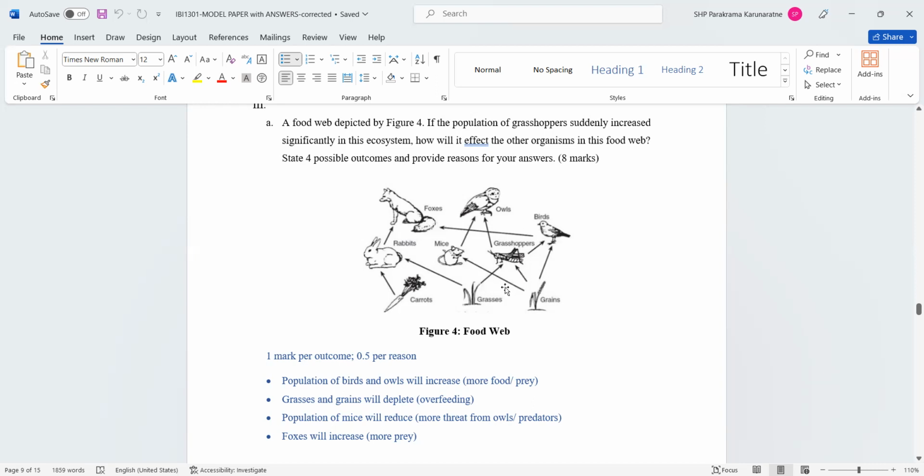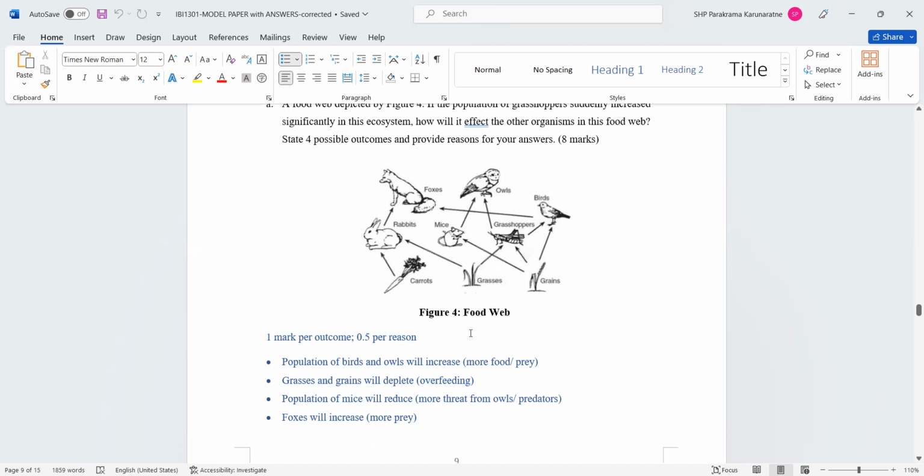So you can see this effect is going to the next level also. Grasshoppers increase, birds increase. When birds increase, foxes can increase because they have more food now, right? The 4 outcomes are given here. Likewise, you can imagine what can happen to this community, or this food web, right?